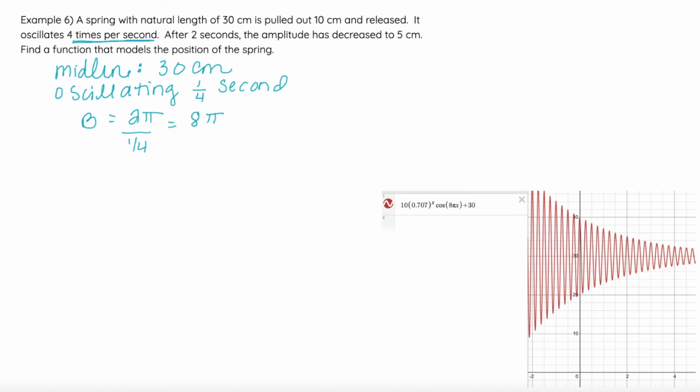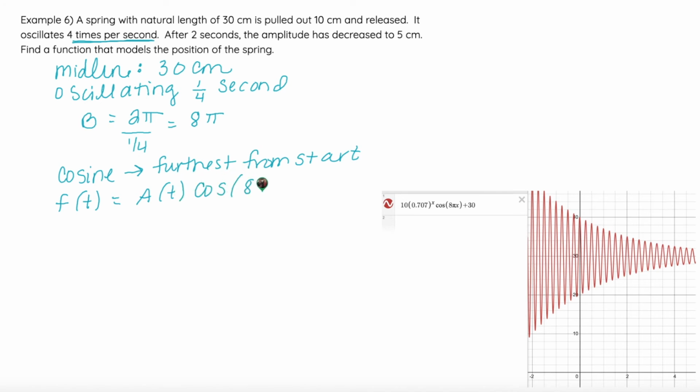Since we're starting at the furthest length away from the wall or wherever we're hooked up to, we're going to use the cosine model, since we're pulling out our string and we are the furthest from the start, if you will. So right now what I have is our function with respect to time is equal to whatever our amplitude is. We're going to have to discover that, times cosine of 8 pi t plus 30.